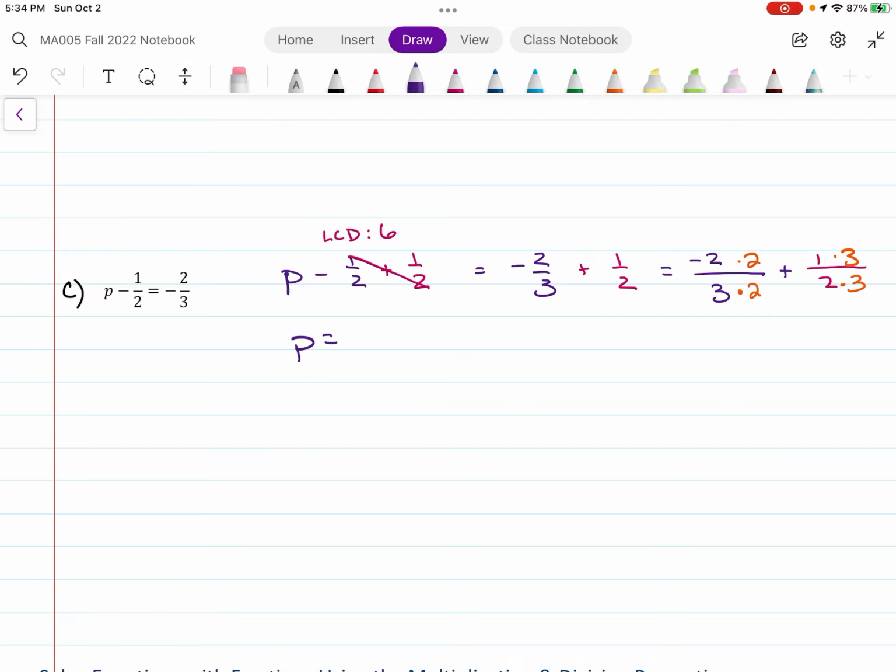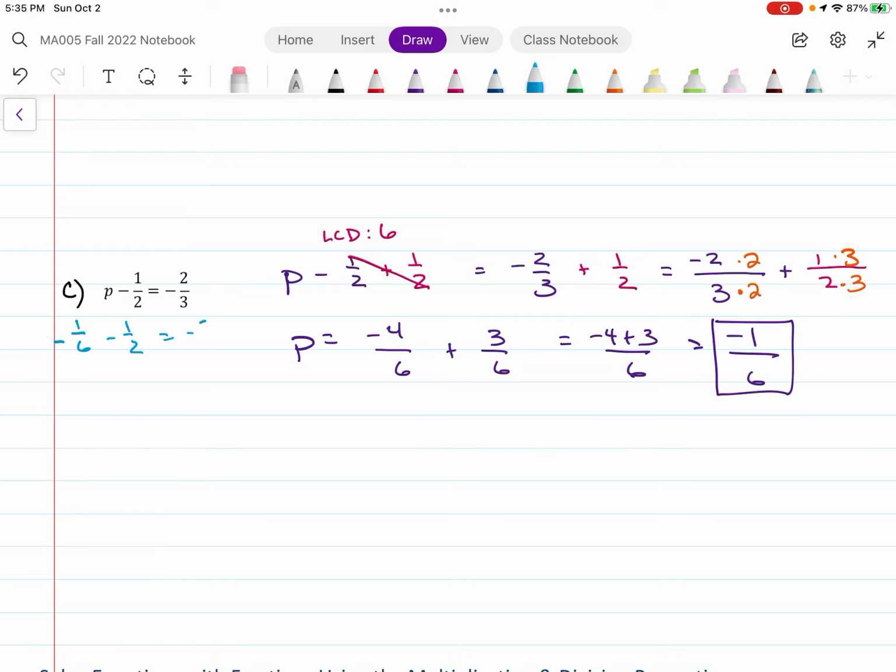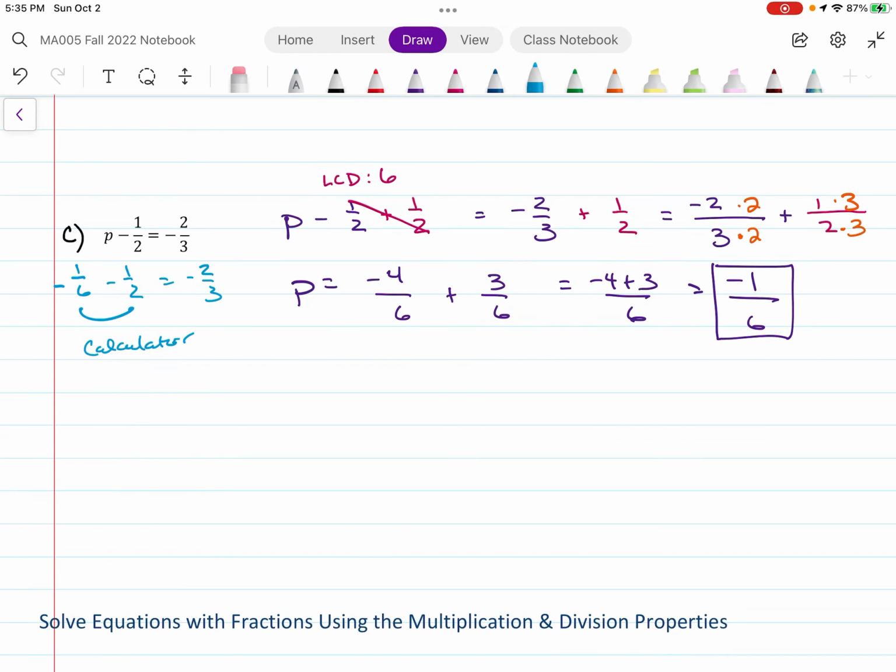so on the top of the first one I've got negative 4 over 6 plus 3 over 6. So those are my two numbers. So I've got negative 4 plus 3 over 6, and that is negative 1 over 6. Again, just go back and check this on your calculator. Negative 1/6 minus 1/2, does that give you negative 2/3? Check it on your calculator. So put this into your calculator, especially on a, say, midterm.